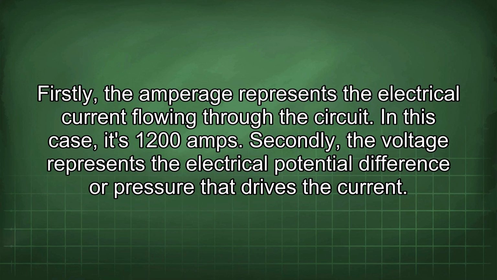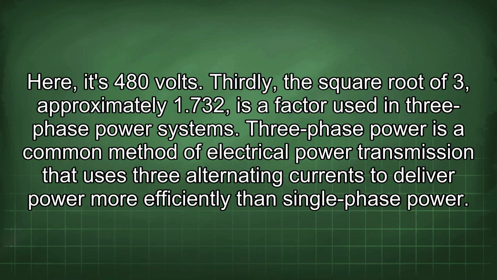Firstly, the amperage represents the electrical current flowing through the circuit. In this case, it's 1200 amps. Secondly, the voltage represents the electrical potential difference or pressure that drives the current. Here, it's 480 volts. Thirdly, the square root of 3, approximately 1.732, is a factor used in three-phase power systems.